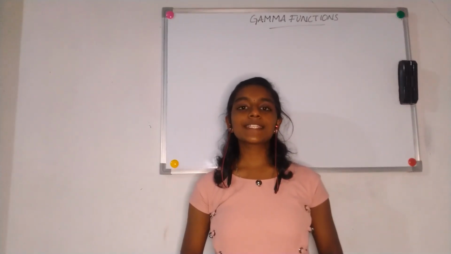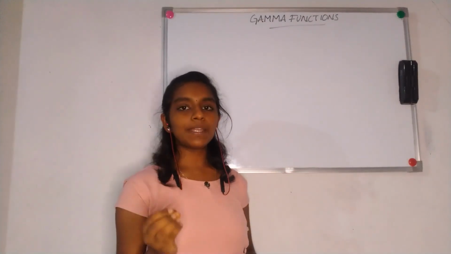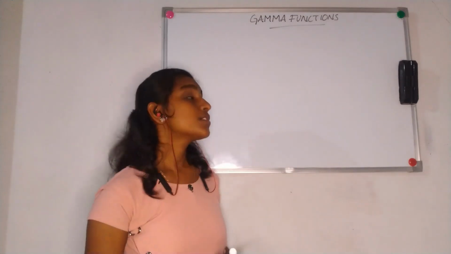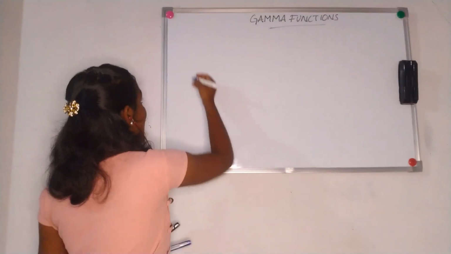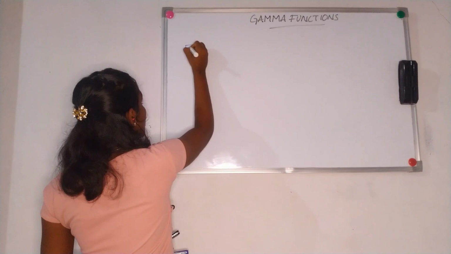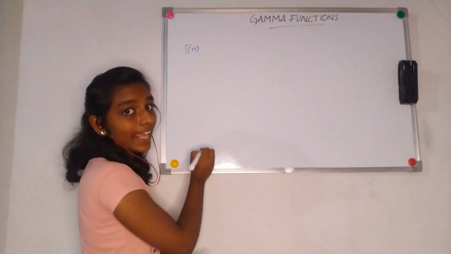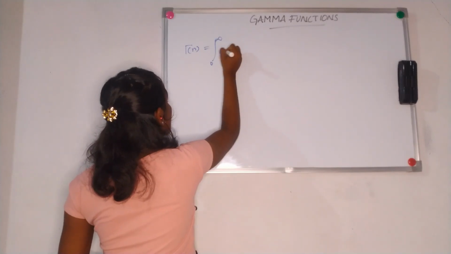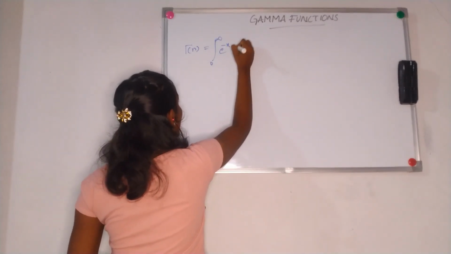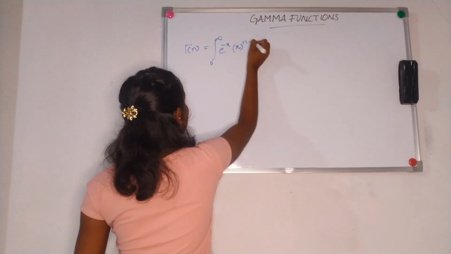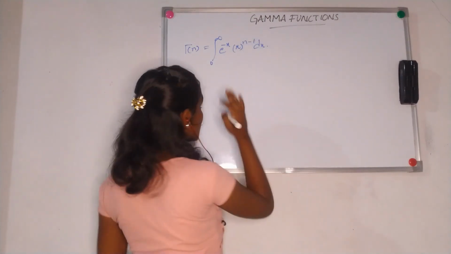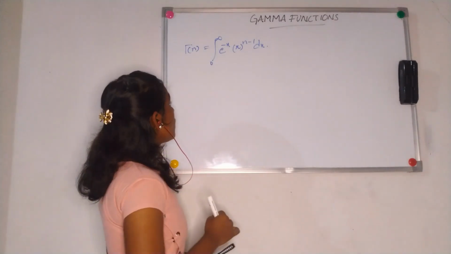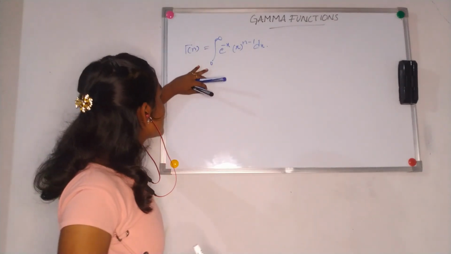Okay, so now let us discuss gamma functions. As with beta functions, for gamma functions also we have a basic definition. What is the gamma function defined as? This is the symbol of the gamma function. Gamma of n is equal to the integral from 0 to infinity of e power minus x into x power n minus 1 dx. So this is the basic formula of the gamma function. Got it?